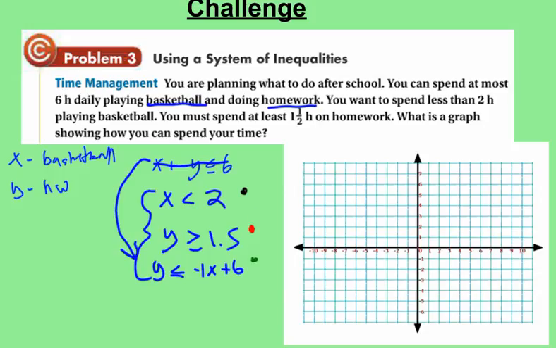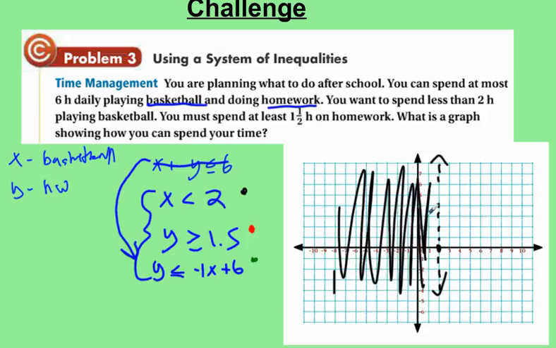So x is less than positive 2. So we go to the x of 2, and then we make a vertical line. This is supposed to be dashed, isn't it? Opposite of the x-axis. And make a dash because it's less than. And remember, less than goes anywhere over here.